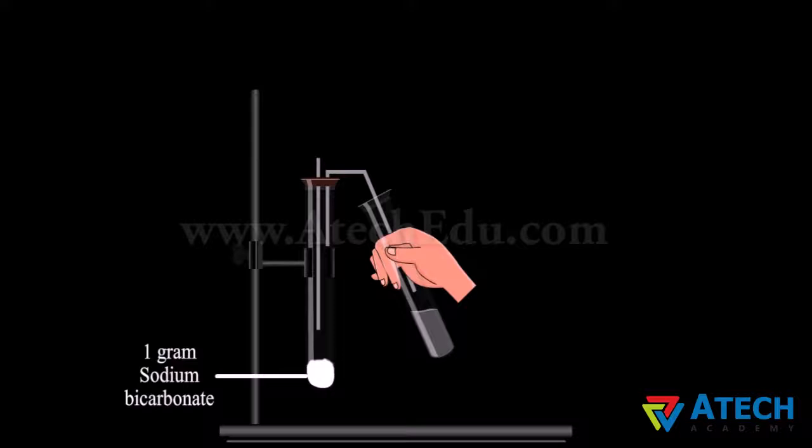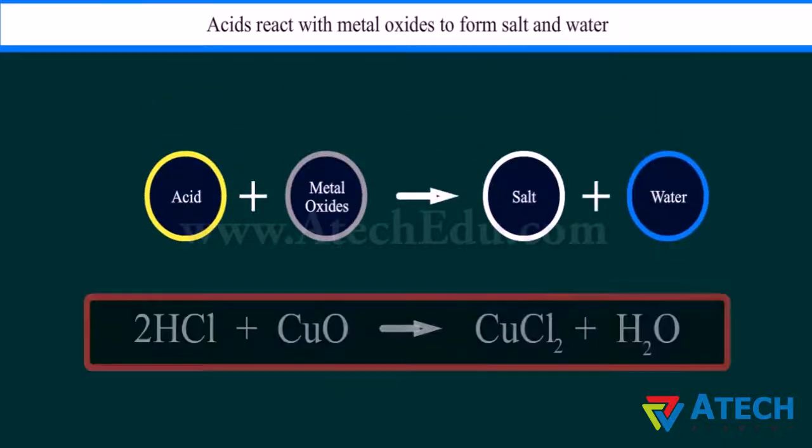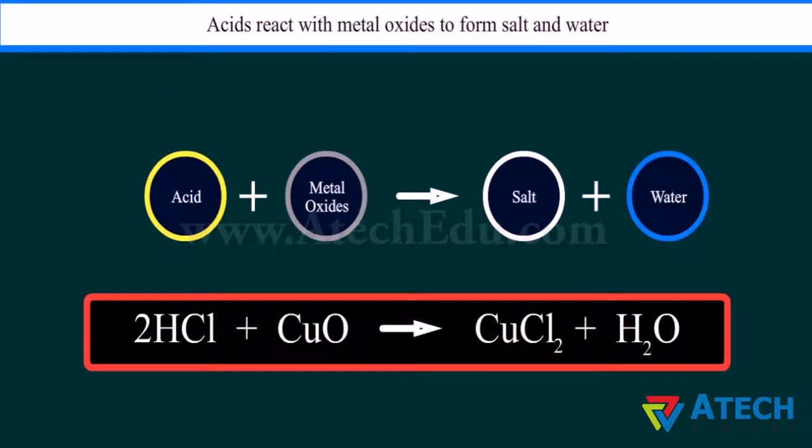Bases react with metals to liberate hydrogen gas. When sodium hydroxide is added to metal zinc granules, hydrogen gas is liberated. When a burning splinter is brought close to the gas, it burns with a popping sound. This shows that the gas evolved is hydrogen.